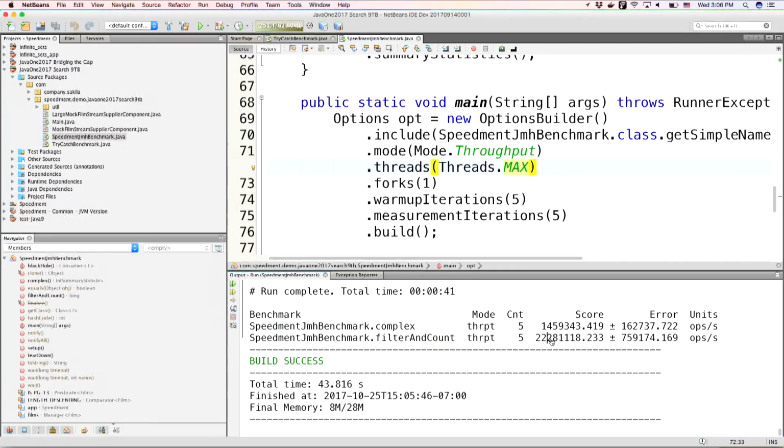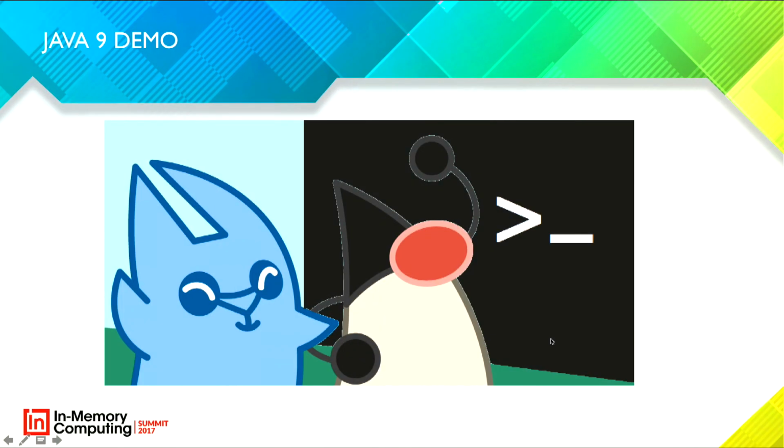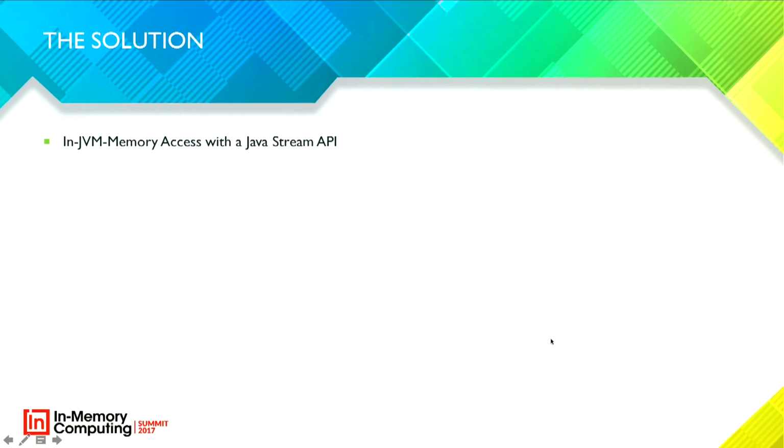So let's go back to the presentation. How is this possible? Well, we use in-JVM memory access with the Java Stream API. And streams introspect their own pipeline, meaning that before they execute, they look at their own pipeline and see what kind of optimizations they can do. It's like a query planner for a regular database, something like that.